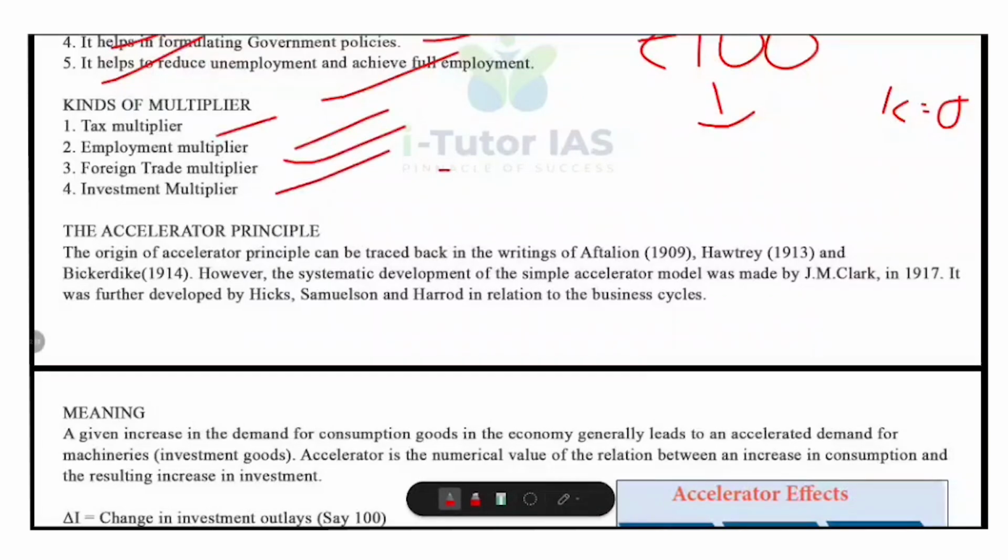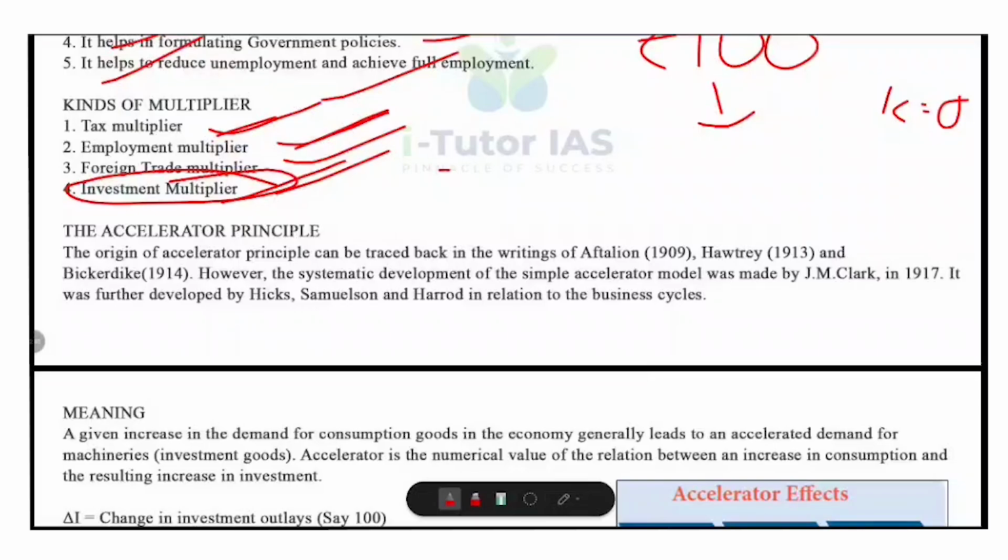So first we can look at the investment multiplier. It shows how an increase in investment leads to multiple increase in national income. What does the employment multiplier mean? It measures how an increase in employment in one sector leads to additional employment in other sectors. Then tax multiplier shows the effect of change in taxes on the national income. That is, a decrease in taxes increases disposable income and consumption and hence national income. This is called tax multiplier.